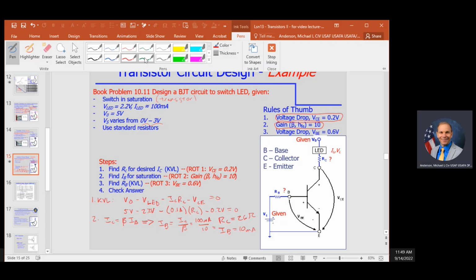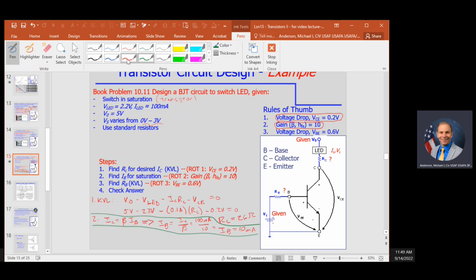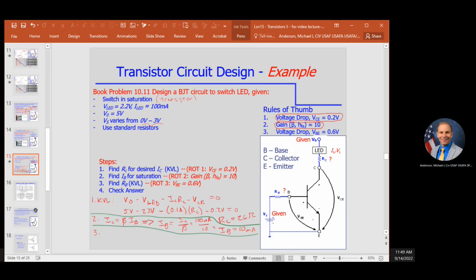Let me just separate these here for us so we don't get confused. Okay, step 3, we have the base current. We need to find the base resistor. So we've got a base current here of 10 milliamps. We've got 100 milliamps here.